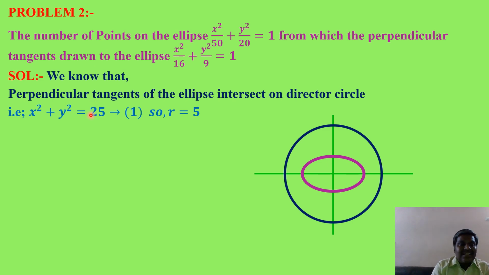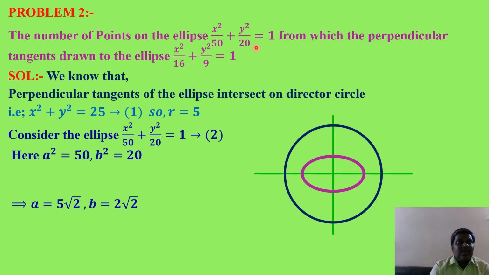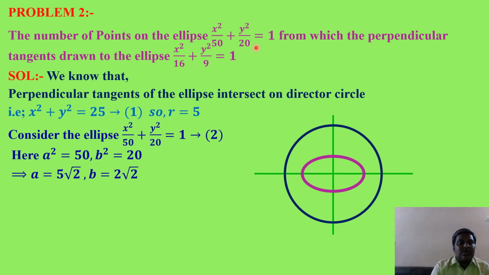At the same time, they are asking for the points which are on x square by 50 plus y square by 20 is equal to 1. Am I correct or not? This is the given equation of the ellipse, equation number 2. What is the a square value? 50. What is the b square value? 20. Can you find the a and b values? A is equal to 5 root 2, b is equal to 2 root 2. Observe these values. This is a, this is b.